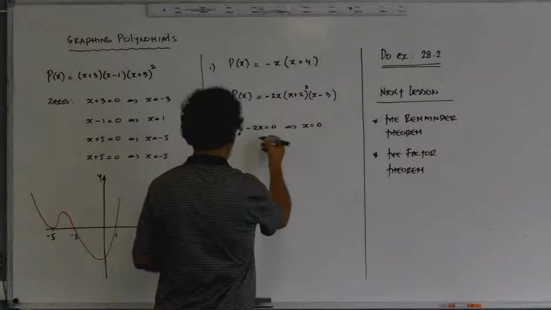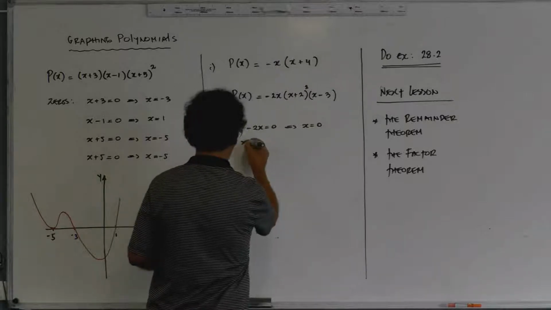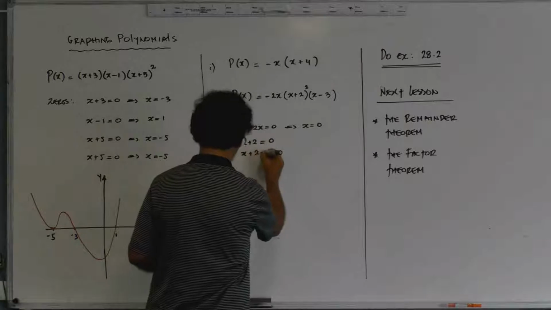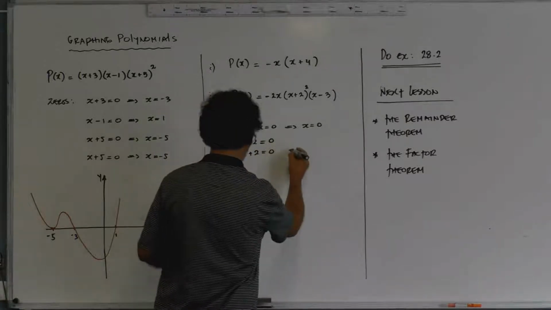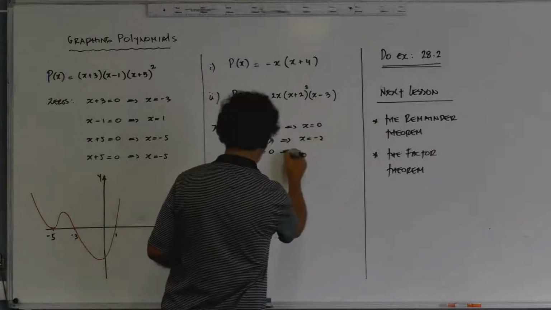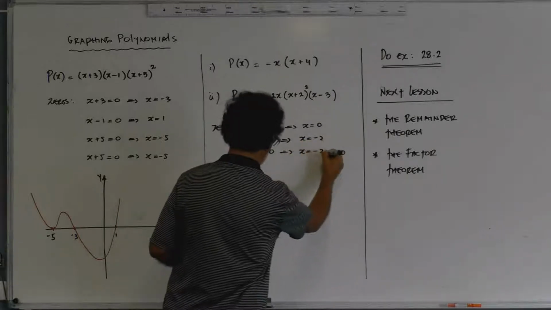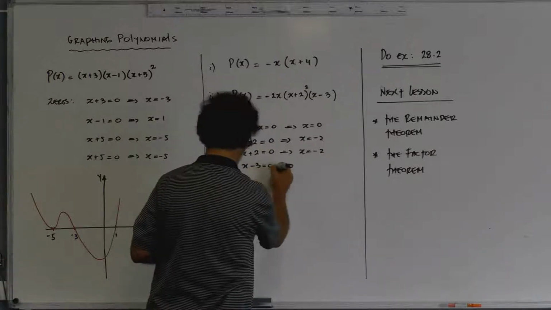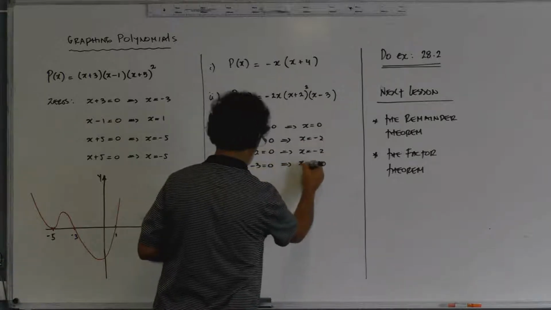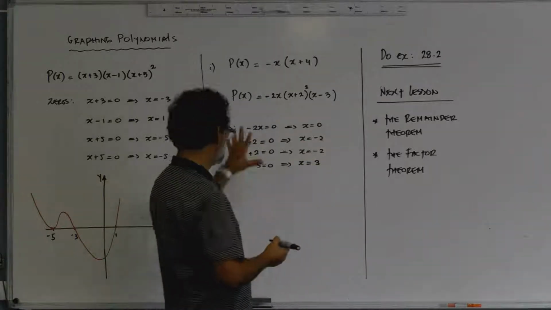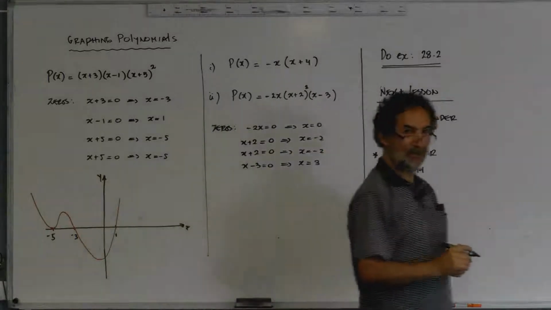And then we're going to have x plus 2 twice. So that will give you x equals negative 2. And finally, we've got x minus 3 equals 0, so that will give you x equals positive 3. Okay, and then you plot the points.